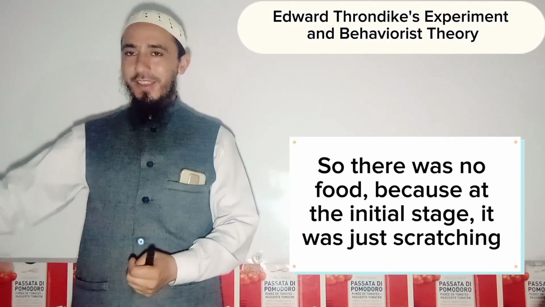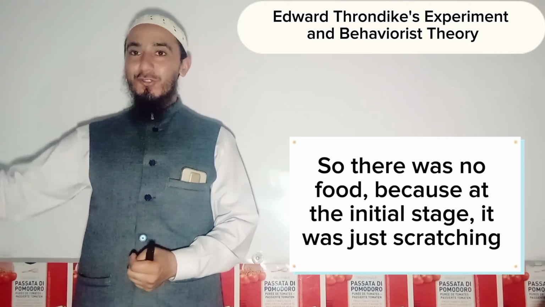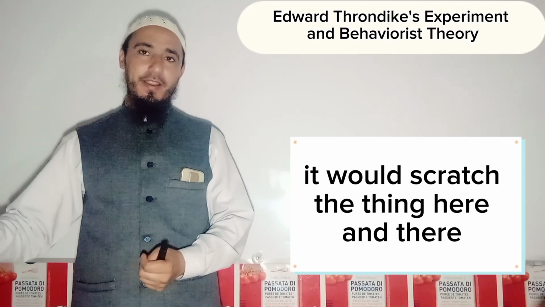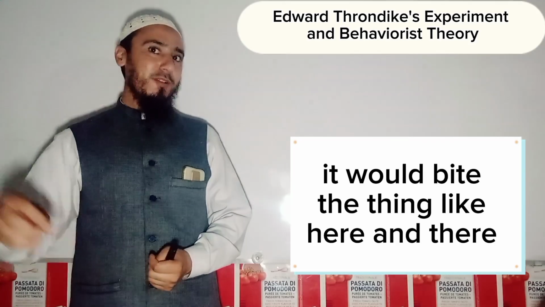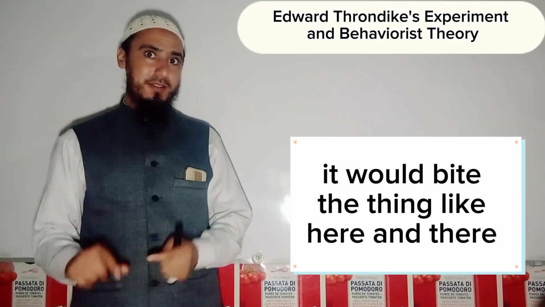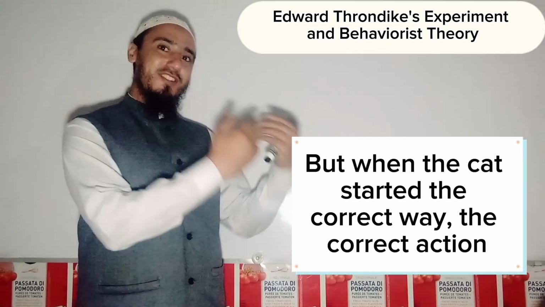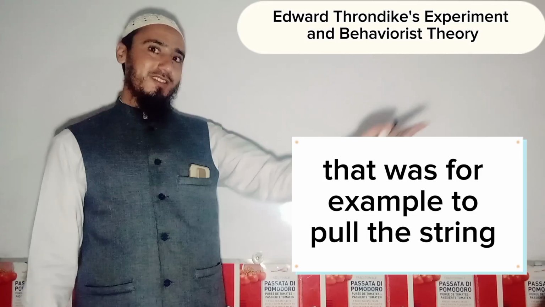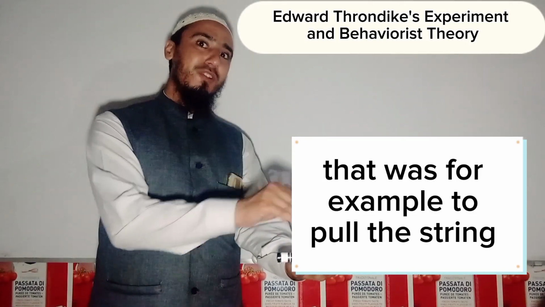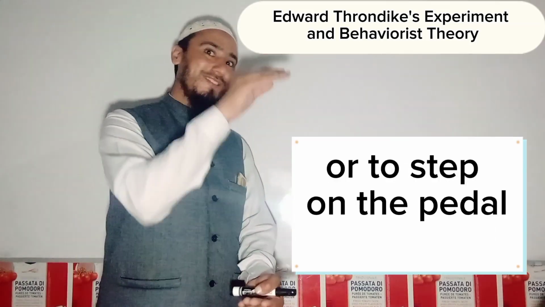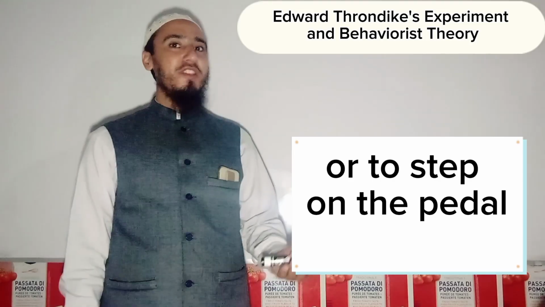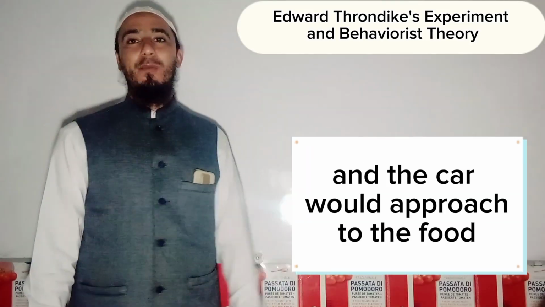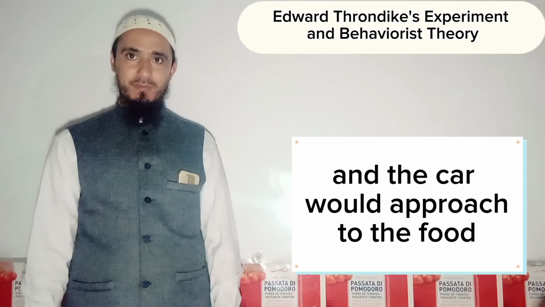So when the cat was doing a wrong action, an incorrect way, there was no food, because at the initial stage it was just scratching. It would scratch the thing here and there. It would bite the thing here and there. But when the cat started the correct action, for example, to pull the string or to step on the pedal, then the door would open and the cat would approach the food.